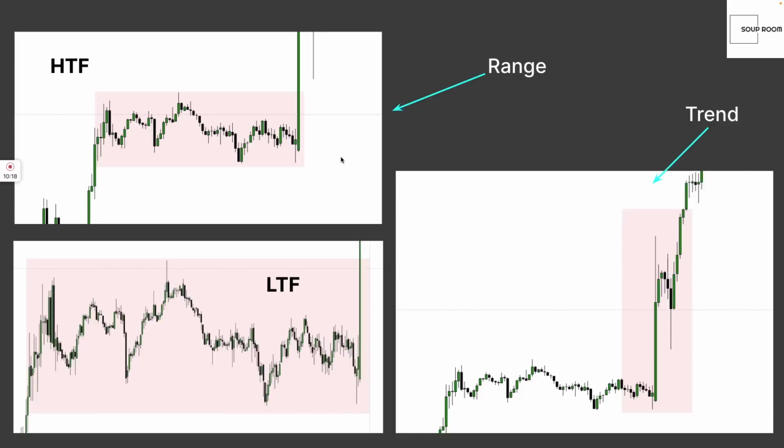Here's an example of a range from a higher time frame down to a lower time frame, followed by a trend. On the higher time frame, a range would look something like this. On the lower time frame, it would look like this. As you can see on the higher time frame, we are rejecting the lows, breaking through highs. Which high? The high that rejected the low.